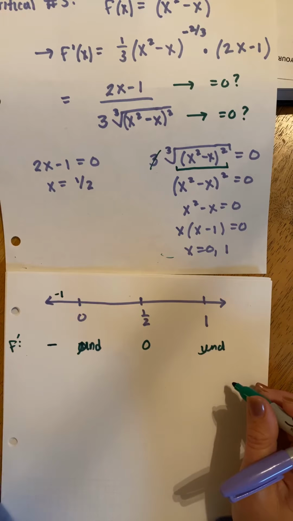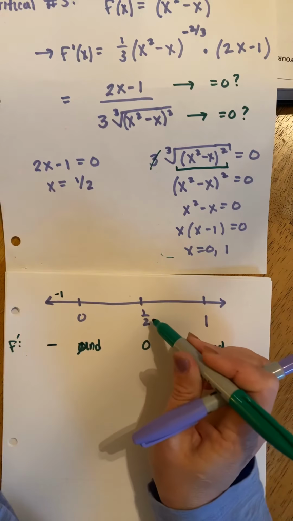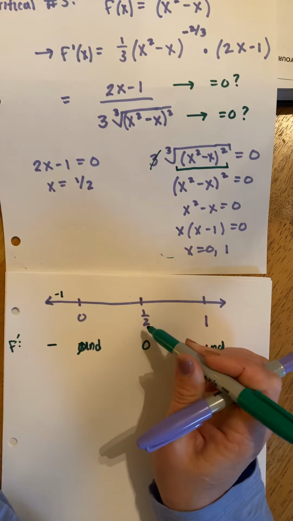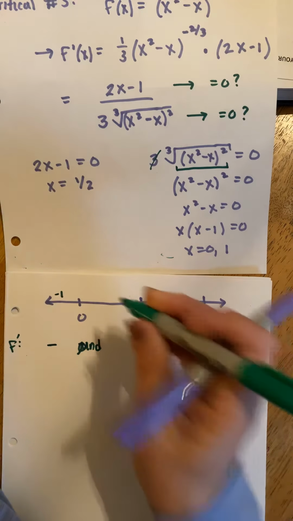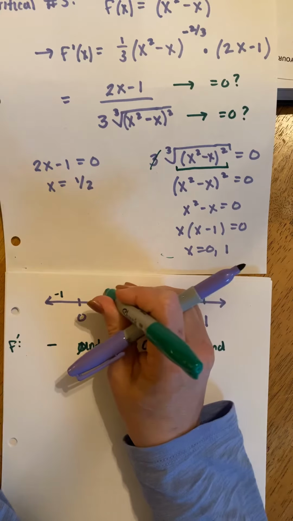If I pick any number between 0 and 1/2, let's see, I'm going to pick maybe a quarter.